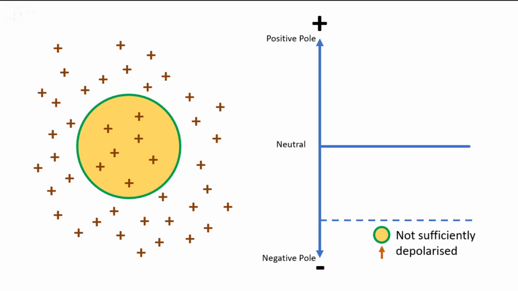However, in this diagram, fewer cations have moved inside the cell, and so it's not changed its charge sufficiently. It's not become sufficiently depolarized to meet threshold, and so no action potential occurs.